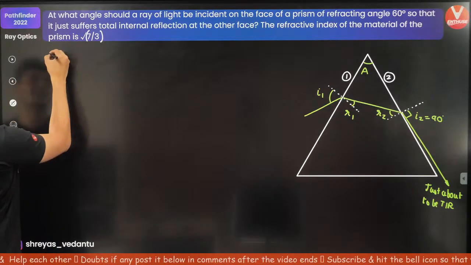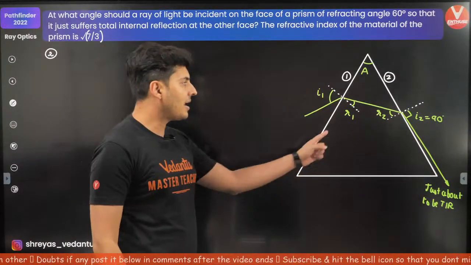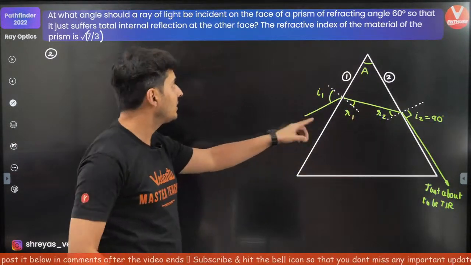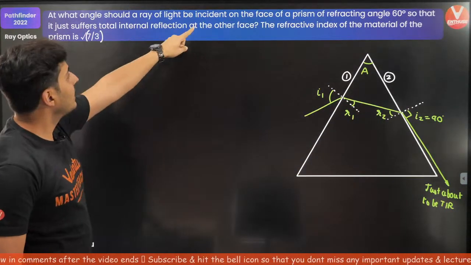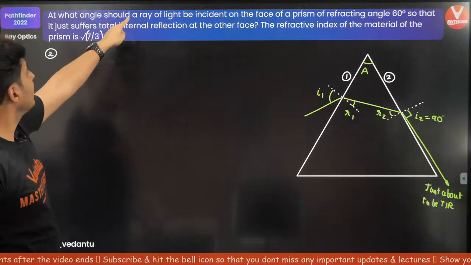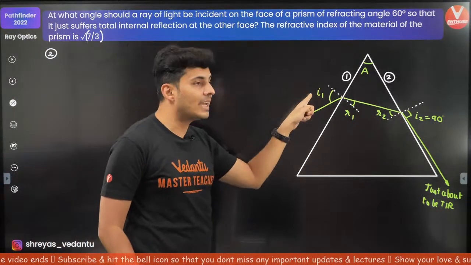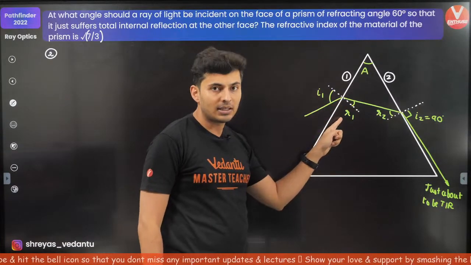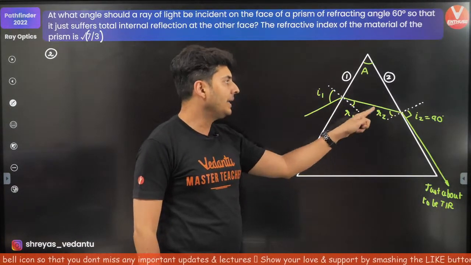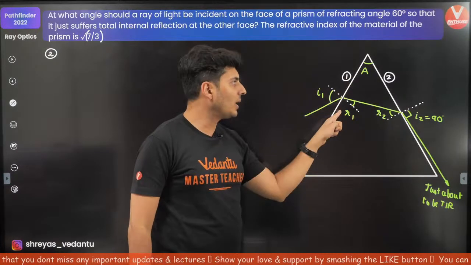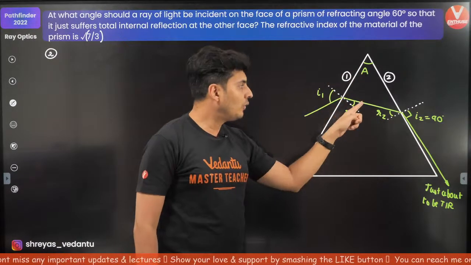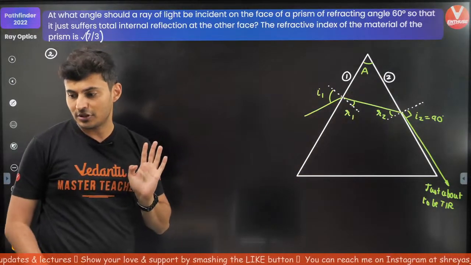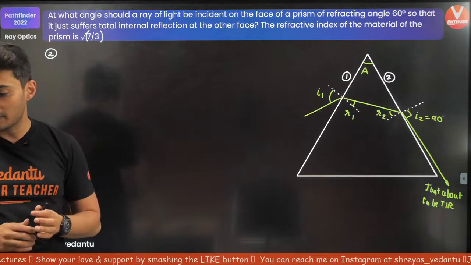Let's start with the second surface first, because I have more information over here. The question demands us to find the angle of incidence. That means I1 is asked. To find I1, I need to know R1. To know R1, I need to find R2, because I know R1 and R2 are related. To find R2, I need to start solving for the second surface first. I hope this is clear.